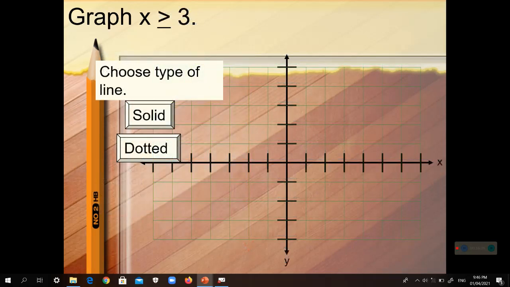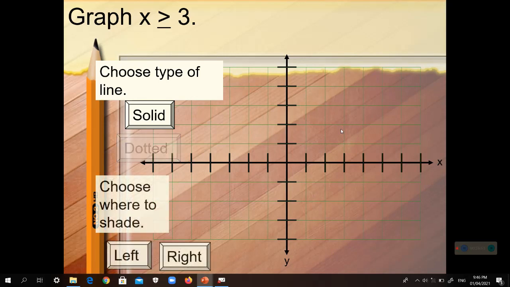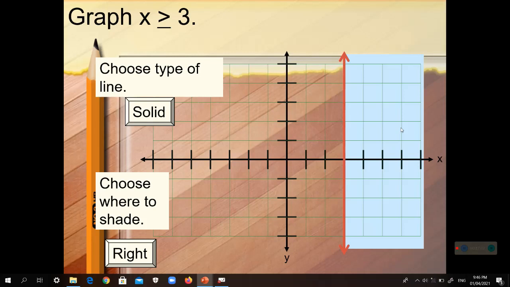How about x is greater than or equal to 3? You're going to choose the type of line. Is it a solid line or a dotted line? Correct. You are going to use a solid line. And then, you are going to choose where to shade. Is it on the left or on the right? Okay, correct. So, we are going to shade on the right side of our line.